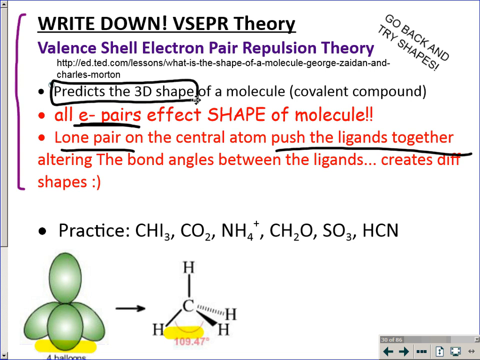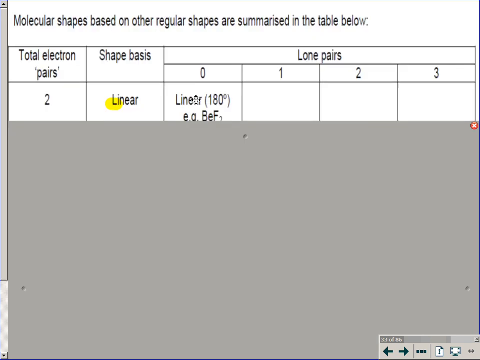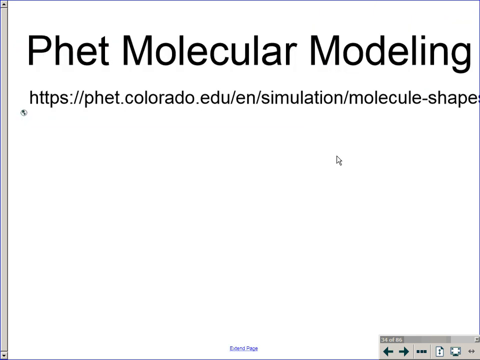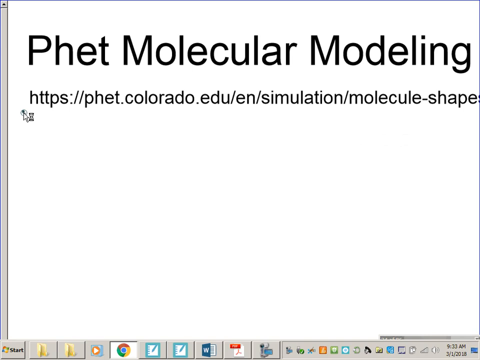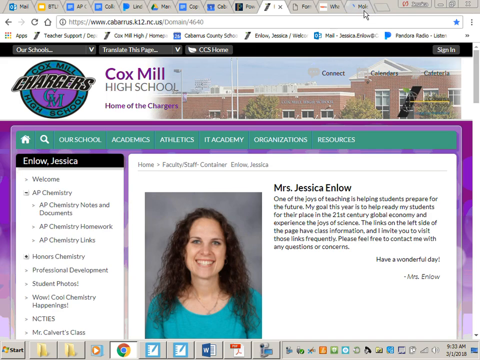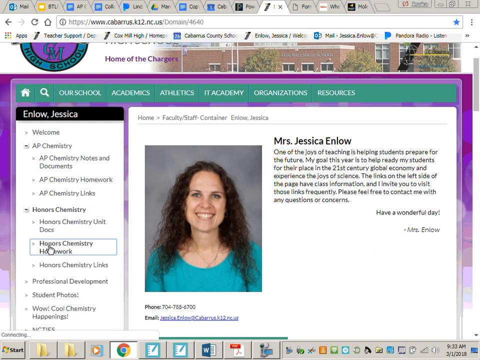Molecular shapes VSEPR activity. You're on my website. I'll show you where this link is under homework. I do try to link a lot, I think I put the link there, I say that with confidence. The link is also here on the paper. When you go to the PhET molecular modeling link, let's verify, is that on my website? Did I put it there? Okay, well, you've got the link right in front of you. I swear I put it there. Apparently I lied to you all.